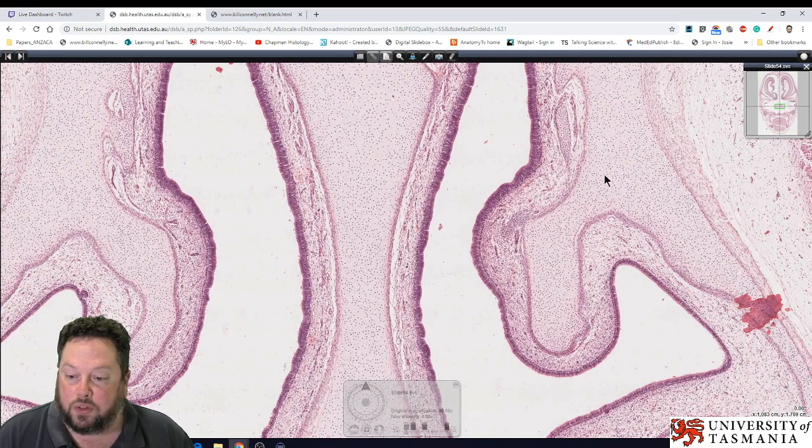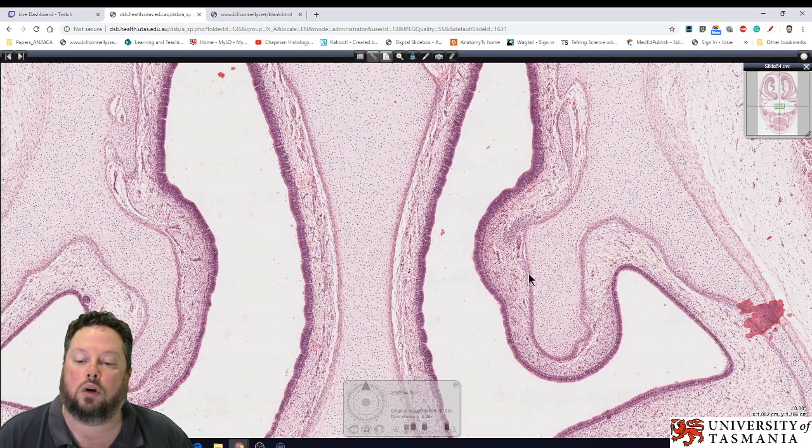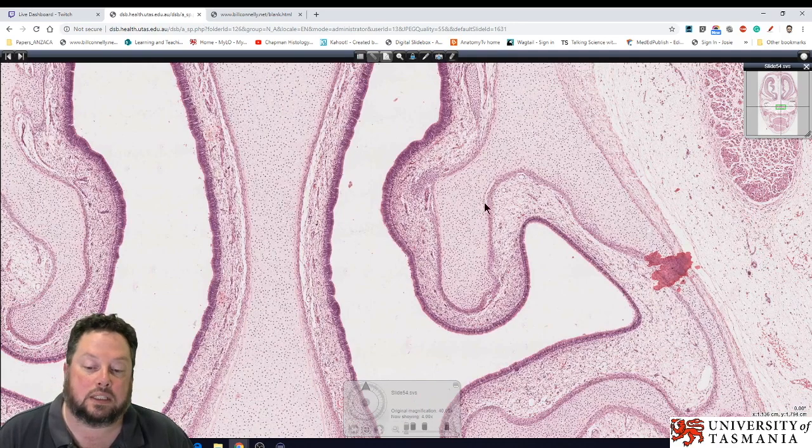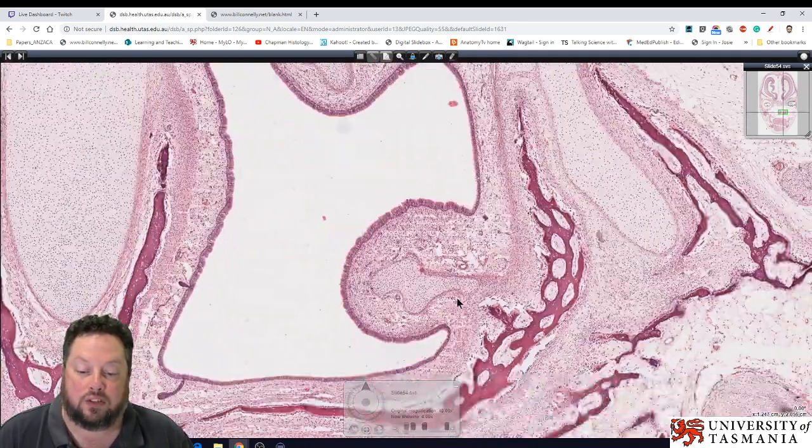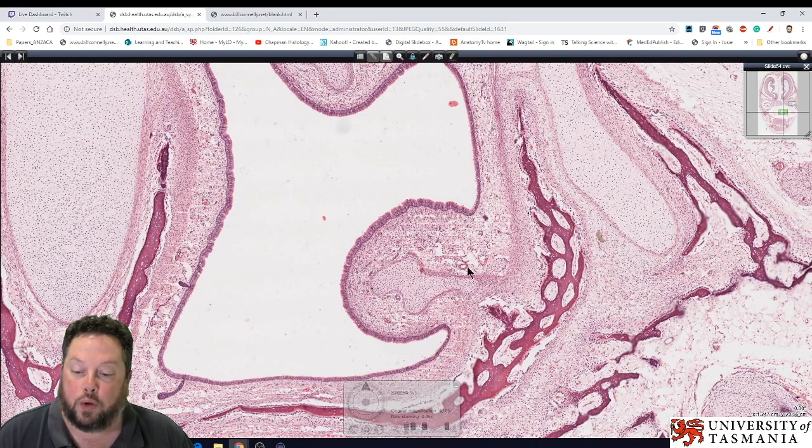So you can see here we've got this cartilage. This is going to form the bony core of the superior concha, then the middle concha, and then this inferior concha. You can see that the bone will eventually develop here. We can see some of this newly forming bone here, and then this cartilage will change into bone.